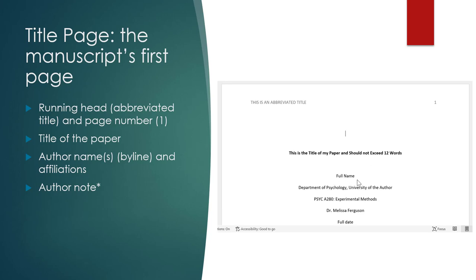Your full name will go next. Then your affiliation, which is your Department of Psychology. And then we're going to be Orange Coast College. You'll list your class, you list my name, and then the full date.